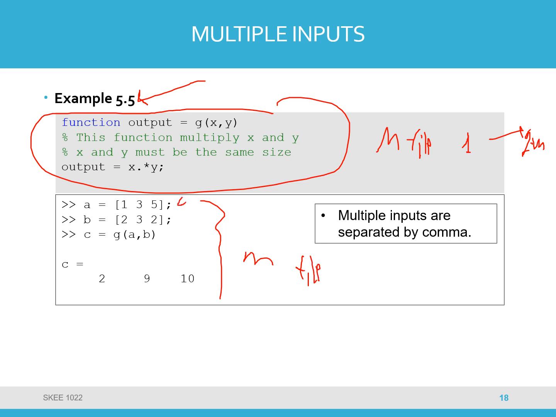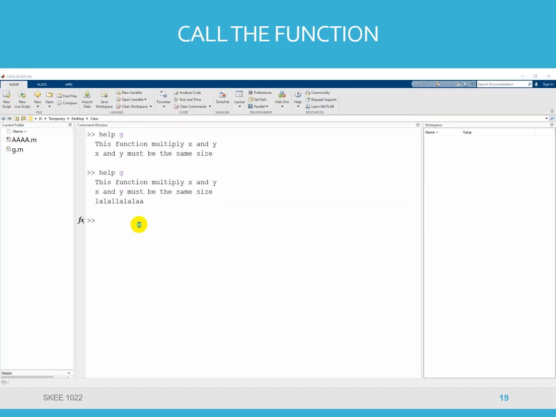You create an input. This is the input, input A, input B, and you call back the function. For this file you can rename it anything. As a result it will produce the output. Don't forget, when you want to separate different inputs or outputs, you have to use a comma. So let us see the result.